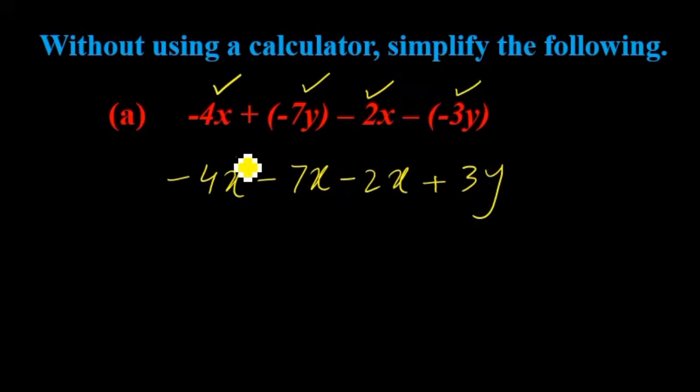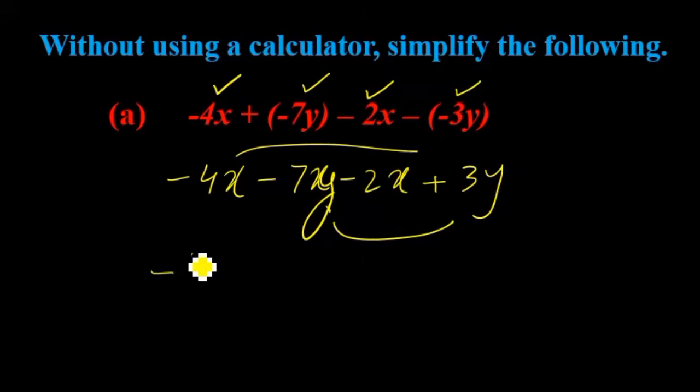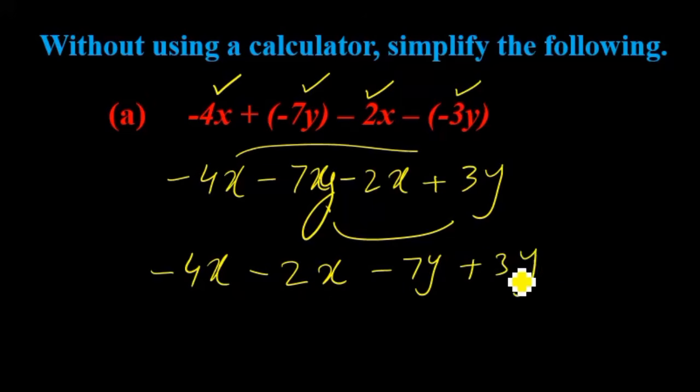Now what are the like values? X and, sorry, I wrote it wrongly here, that is y. So y and y. First we will rearrange it. Minus 4x, just change the place of the variables. Minus 7y plus 3y. Now it's quite easy. Now you have to solve these two variables and you have to solve these two variables.